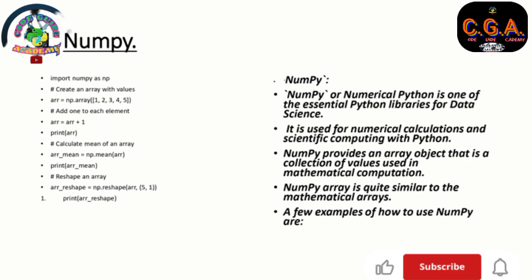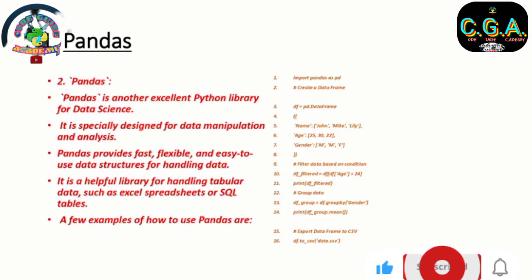Python. Import numpy as np. # Create an array with values. r = np.array([1, 2, 3, 4, 5]). # Add 1 to each element. r = r + 1. print(r). # Calculate the mean of an array. r_mean = np.mean(r). print(r_mean). # Reshape an array. r_reshape = np.reshape(r, (5, 1)). print(r_reshape).